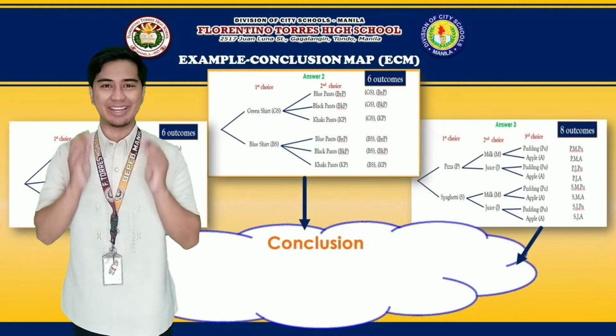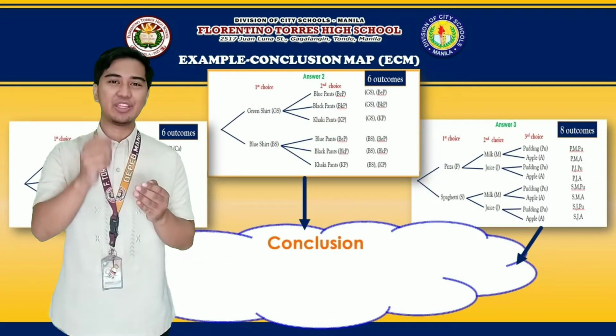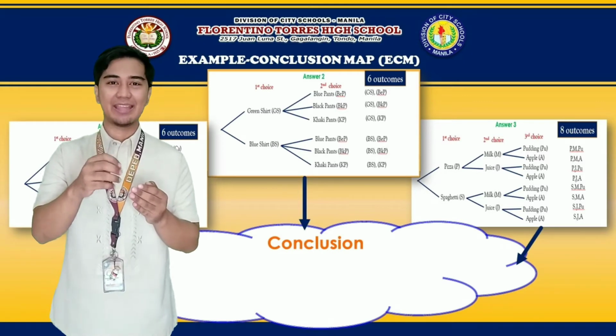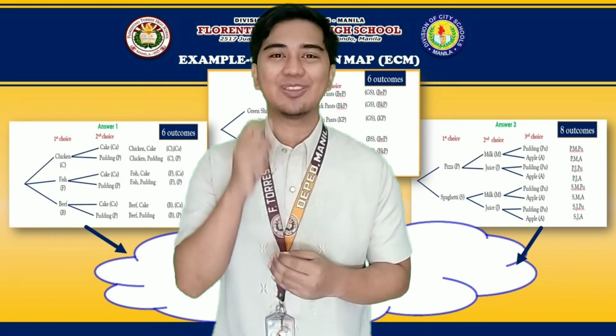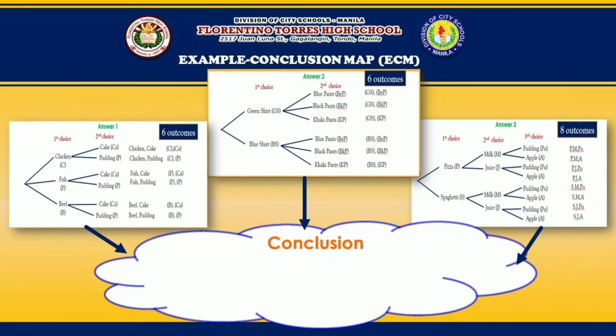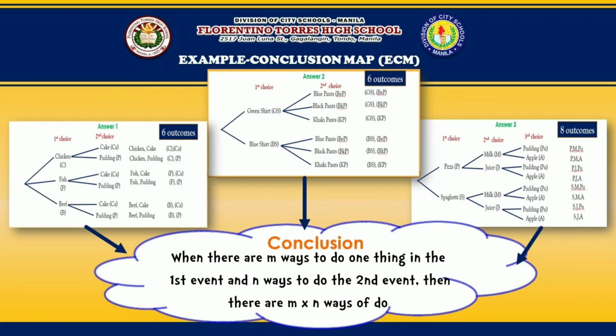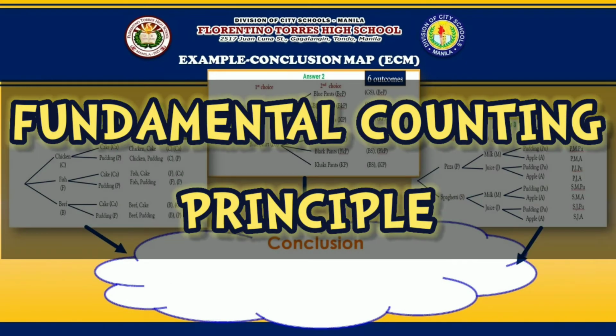So out of those 3 answers, I want you to make your own conclusion and then make your own example. So pause this video and then play it again to check your answers. We can conclude that if there are m ways to do one thing in the first event and n ways to do the second event, then there are m times n ways of doing both. Did you have the same conclusion? Very good! And that is the fundamental counting principle.